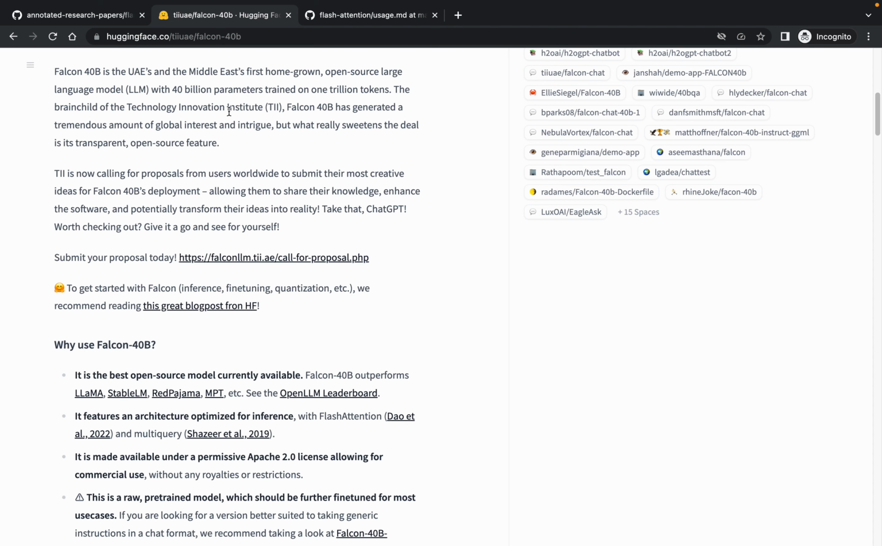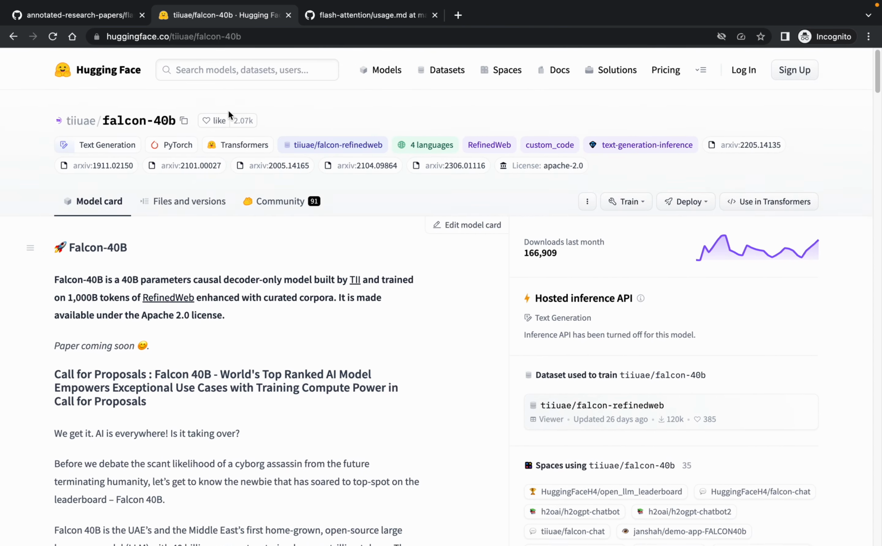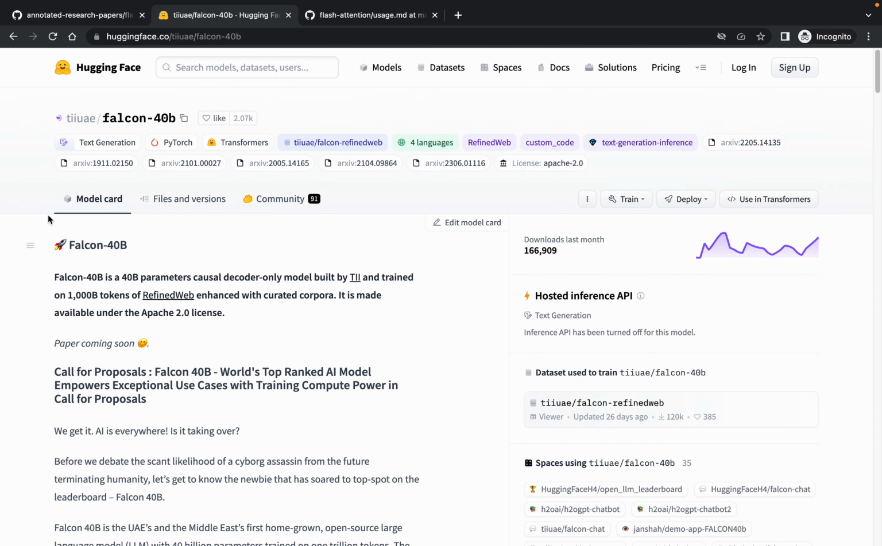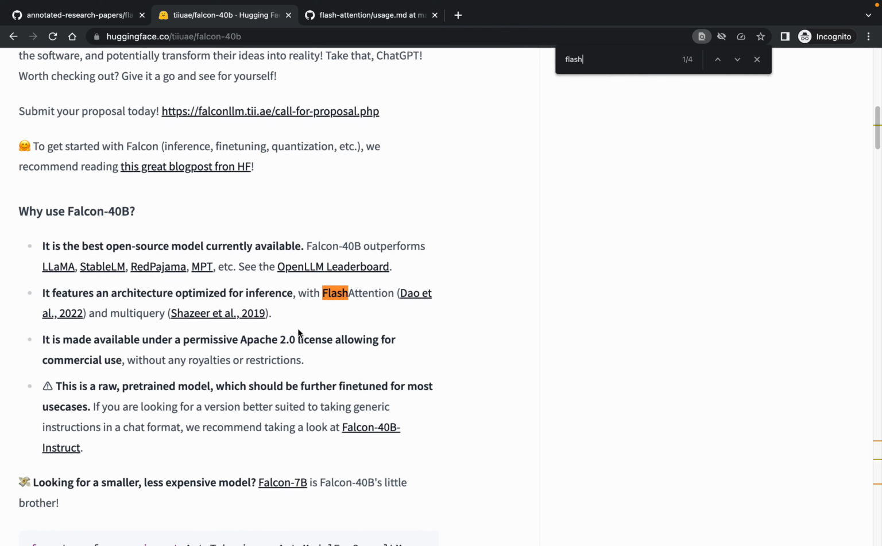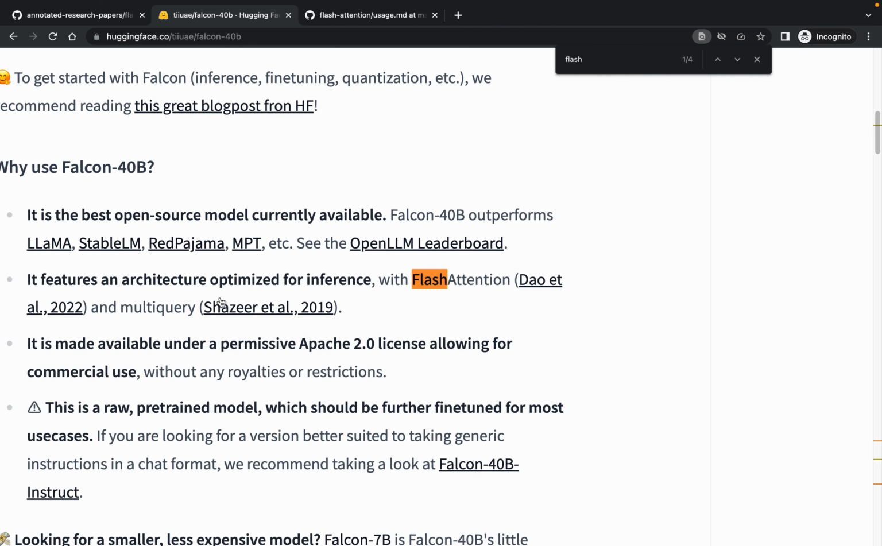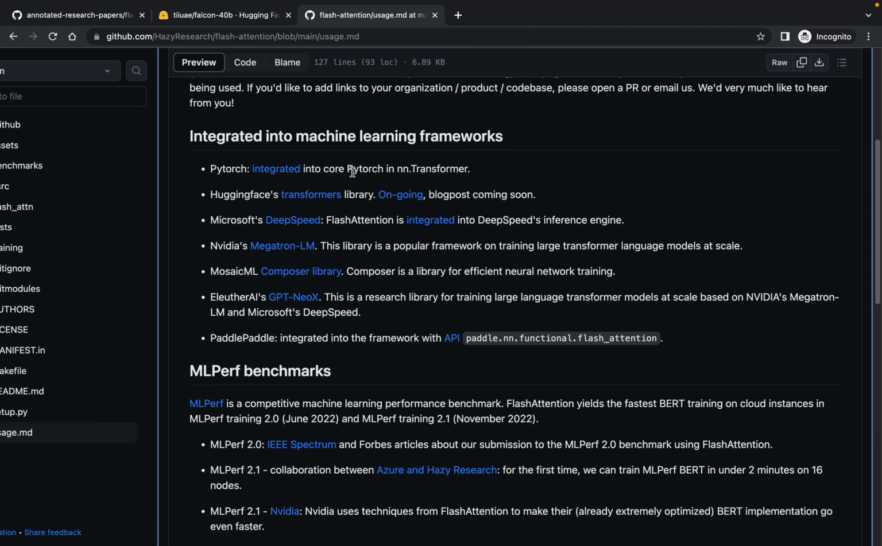For example, one of the models released recently was Falcon 40. I cannot call it recent since it is more than 30 days. But if you see, even those people have gone ahead and used FlashAttention, and also multi-query. And the implementation of FlashAttention has been used in other libraries as well, for example Hugging Face and PyTorch, and recently NVIDIA's Megatron and other libraries. So this paper is really interesting.